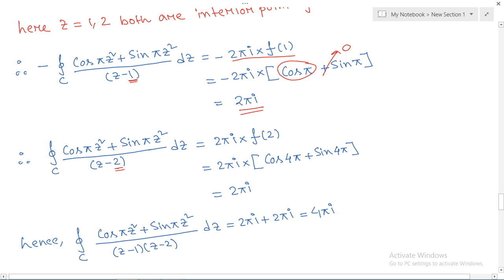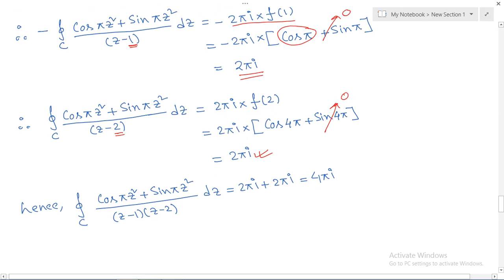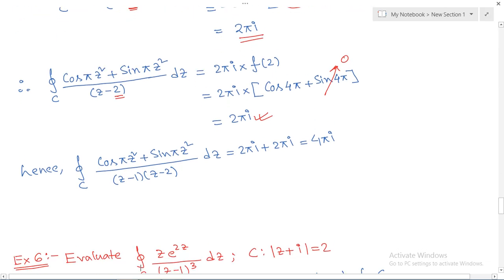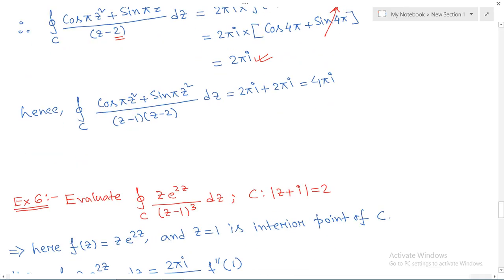Now we are putting z equal to 2, so it is coming cos 4 pi plus sin 4 pi. So sin n pi is always 0 for n an integer, and cos 4 pi equals 1. So we are having 2 pi i. So ultimately what is the result? Whenever we join both the values of the integration, we are having the answer as 4 pi i. Okay, so this type of problem basically we are going to face.